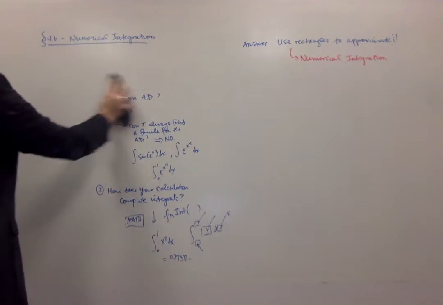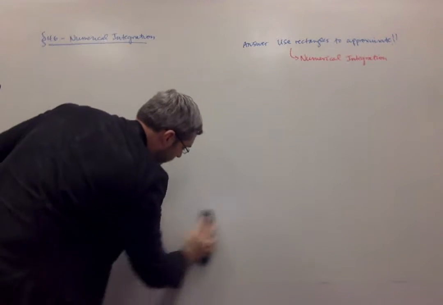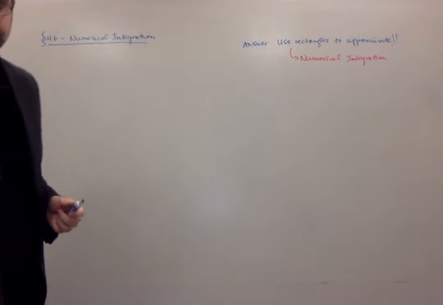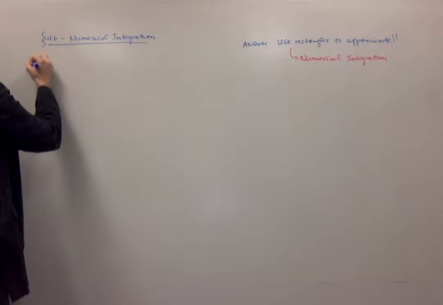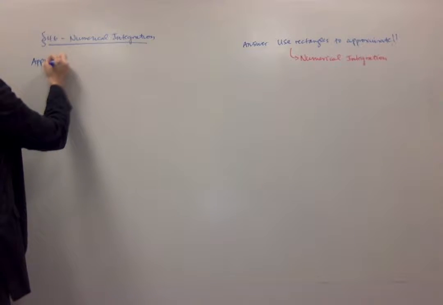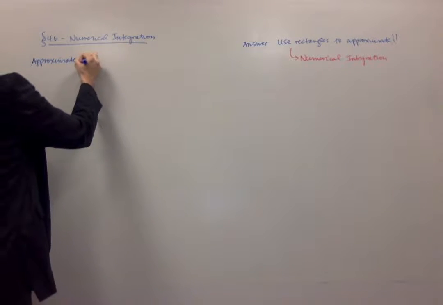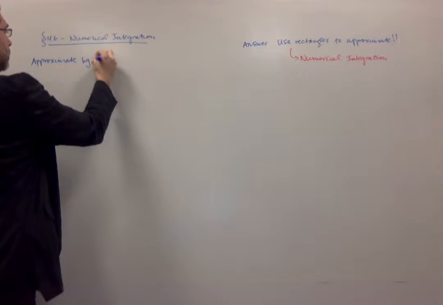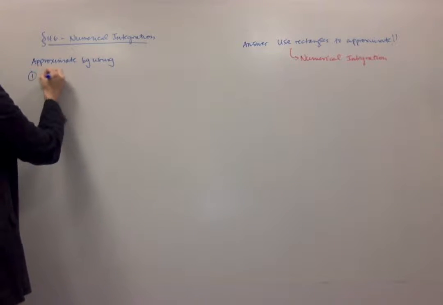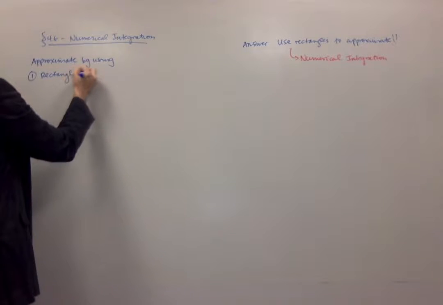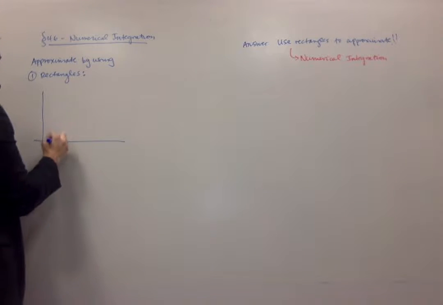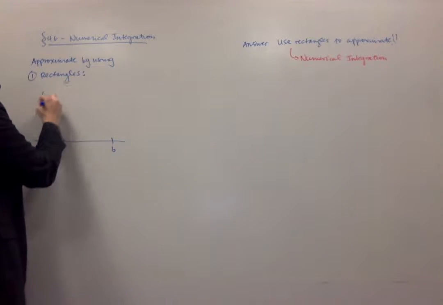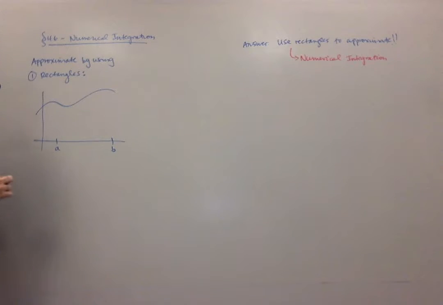Okay, so the first thing that I want to do is review what we did before when we were doing rectangles. We're going to do rectangles in 3 different ways. So let's start with rectangles. To do this, I'm going to draw my function and my interval from a to b, and I'm going to do it fairly big here.